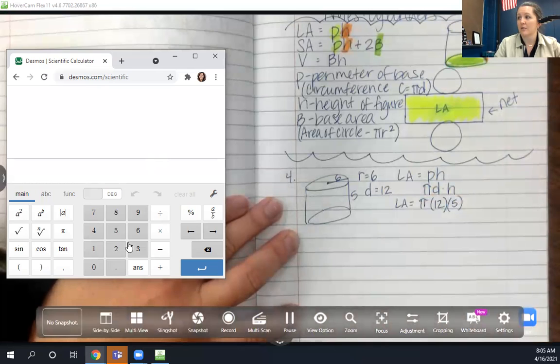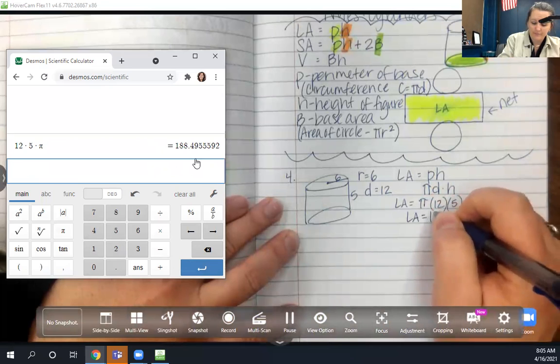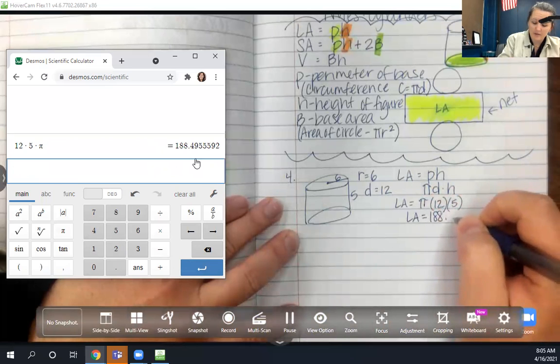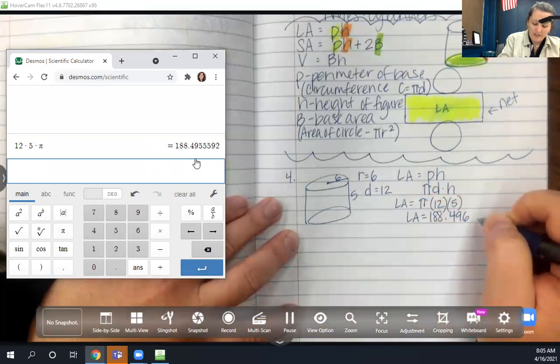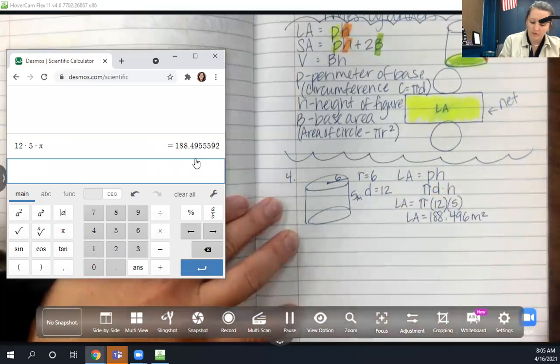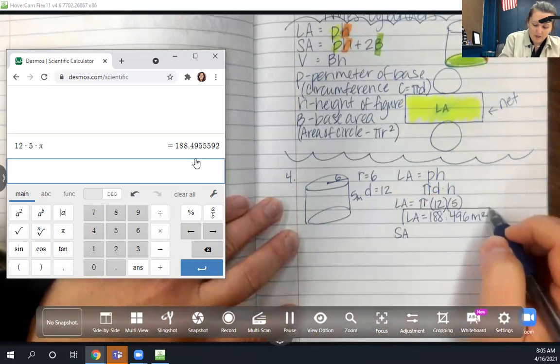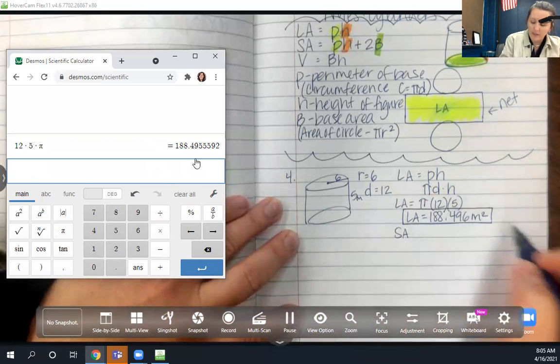So let's see what this looks like. We have 12 times 5 times pi. There we go. 188.495 or 496, and it's in meters, so I want to put meters squared. Okay, now let's look at surface area. That was my answer. I'm going to box it, make it all pretty.